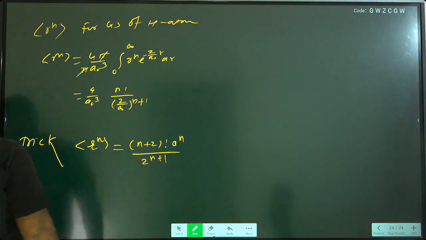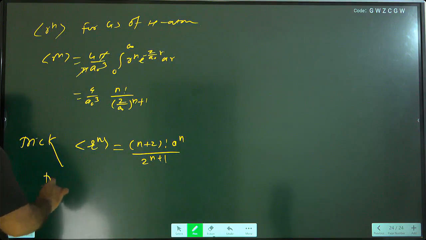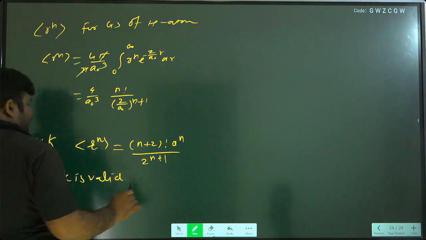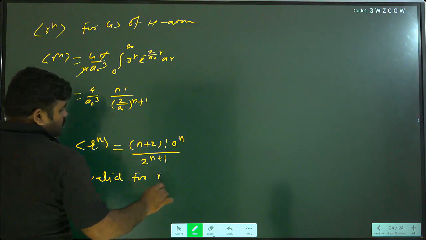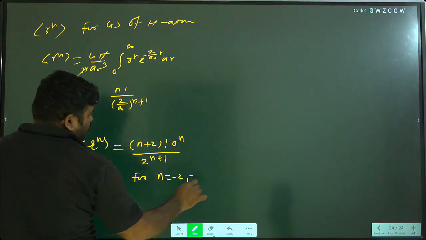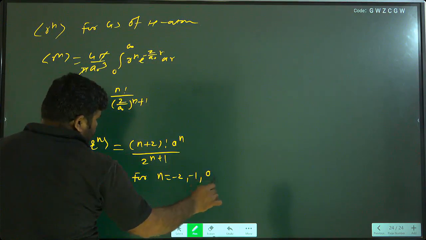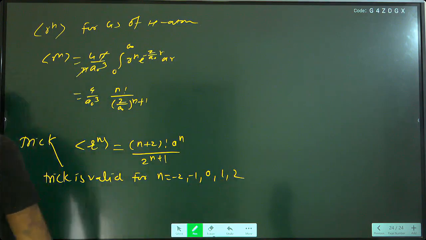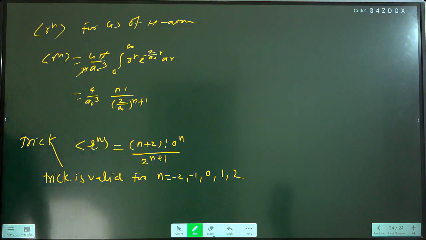Okay, but this trick is valid for n is equal to minus 2, n is equal to minus 1, n is equal to 0, n is equal to 1 and 2. I mean, this is applicable only for up to 5 values.